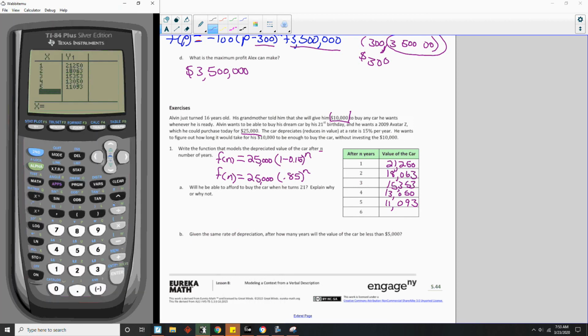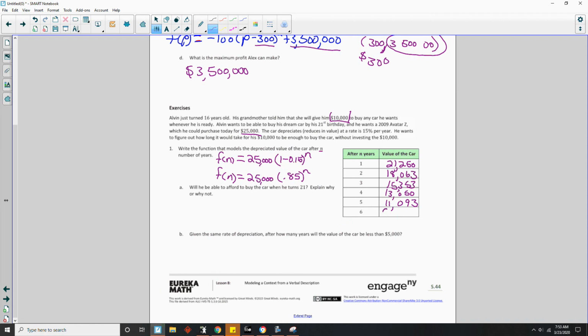And let's see, 6 years, 9,428.70. Okay, so there we have it. Will he be able to afford to buy the car when he turns 21? So remember, he is 16 now. After 1 year, he will be 17. After 2 years, he will be 18. After 3, he'll be 19, 20, 21. He'll be 22 years old in 6 years.